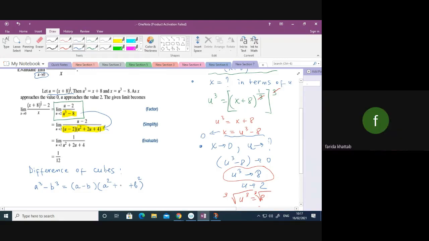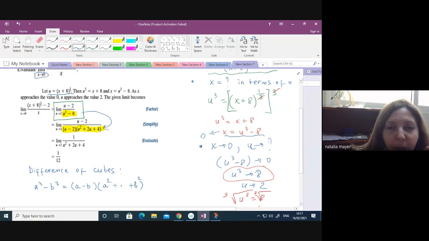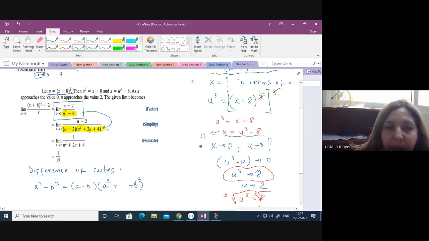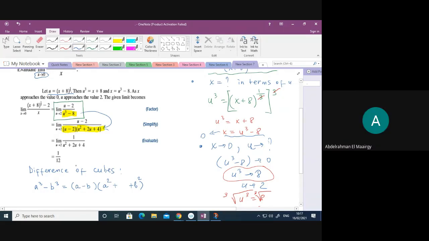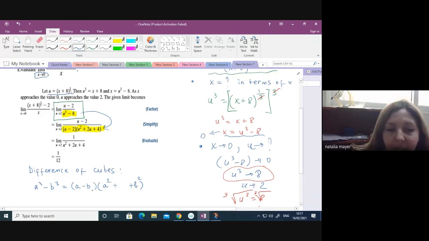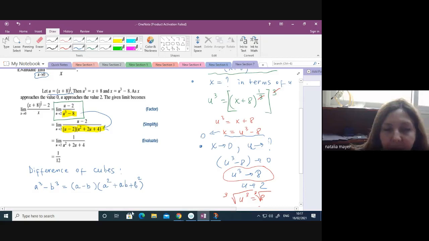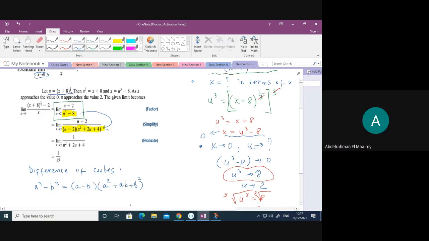Anyone else who sees it except for Abdurrahman? Is it 2AB? Look here, u and 2. No. It's AB. It's ab. Miss, but it's A, so we multiply the first 2 together, but we switch the signs.